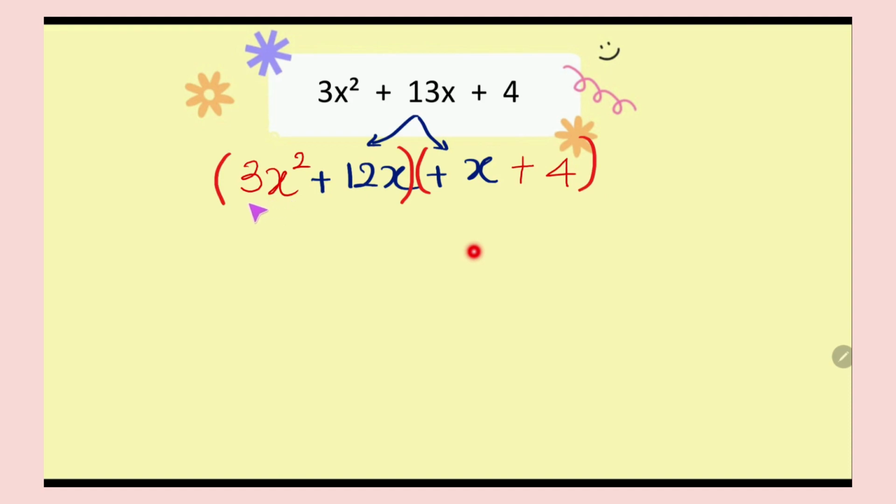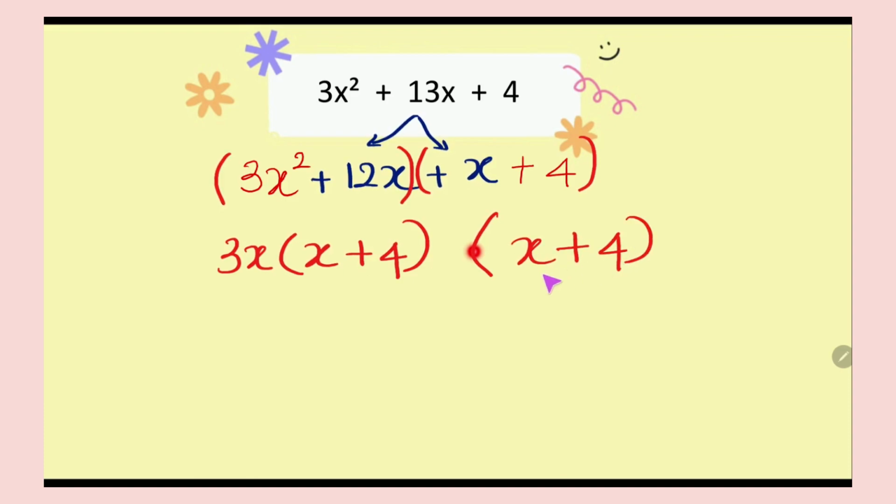Now take the common term out. We can take 3x out and x plus 4 will be inside. And here, what do we take out? See, we noticed that the braces inside have the common term. So if this is x plus 4, this will also have x plus 4.